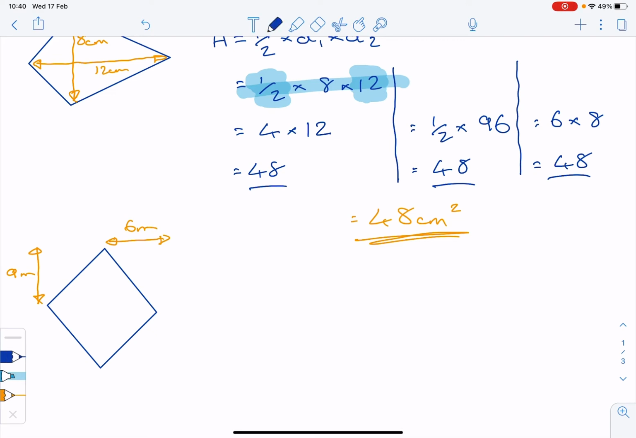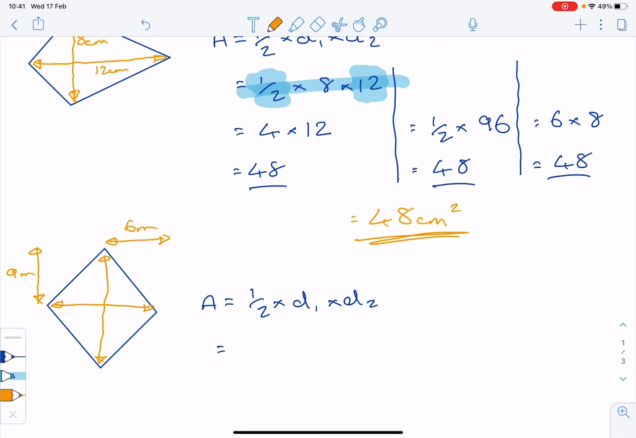So we've still got the shape that requires this formula. It's not half base times height, it's not length times breadth, it's a rhombus, so it's half times by diagonal 1 times by diagonal 2. What we've got to do here is look at these dimensions and realize that they're not the full diagonal. What I want is that length there and that length there.